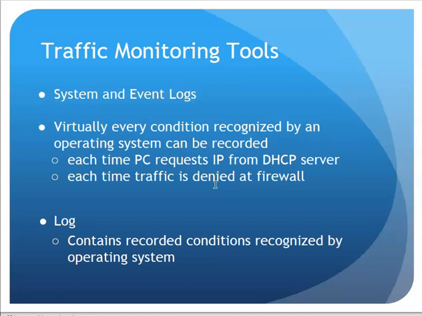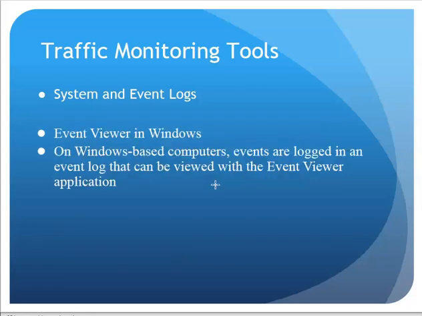System event logs. Pretty much anything that happens on a computer can get logged, whether it's a restart, a failed login, a conflicted IP, a duplicate IP. All this stuff can be logged, and therefore we can look for that information to help with our troubleshooting. In Windows, you have an event viewer, and the event viewer allows you to see pretty much any of these types of actions on a computer.